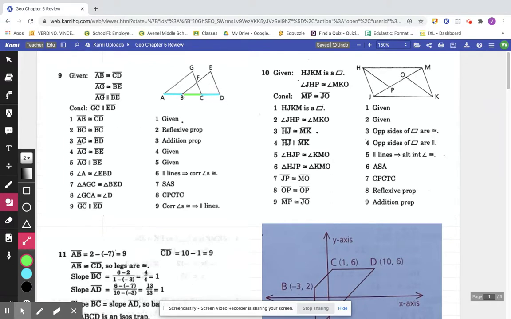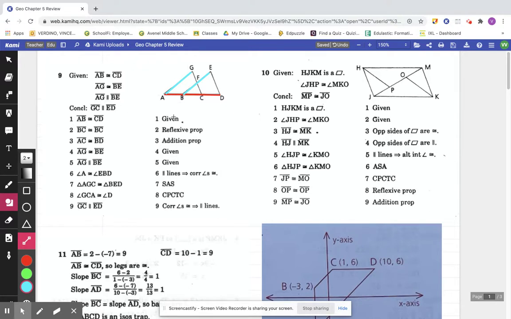So we can go ahead and say AC is congruent to BD. That's going to be based on the addition property, all right? Now, we also have AG is congruent to BE, so let me choose a different color. AG is congruent to BE, and that was given. We also have AG is parallel to BE, and that's also given.